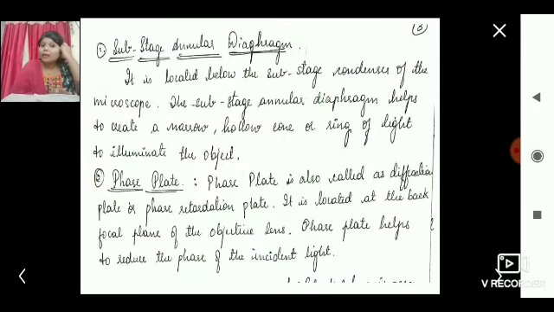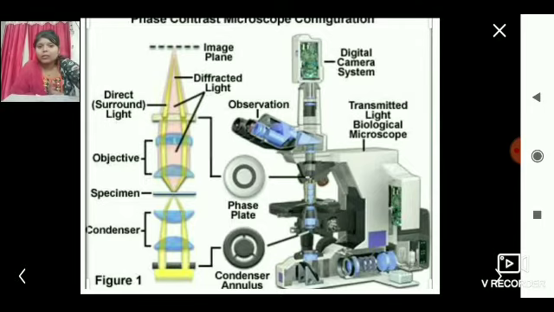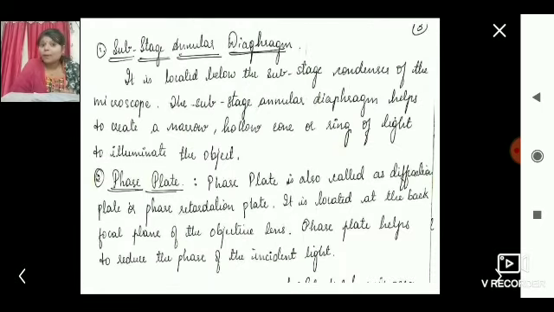The substage annular diaphragm is located below the substage condenser of the microscope. It helps to create a narrow hollow cone or ring-like illumination of the object. So it is below the condenser here. See here, the condenser annulus. This is the condenser, and below the condenser is what is called the substage annular diaphragm.